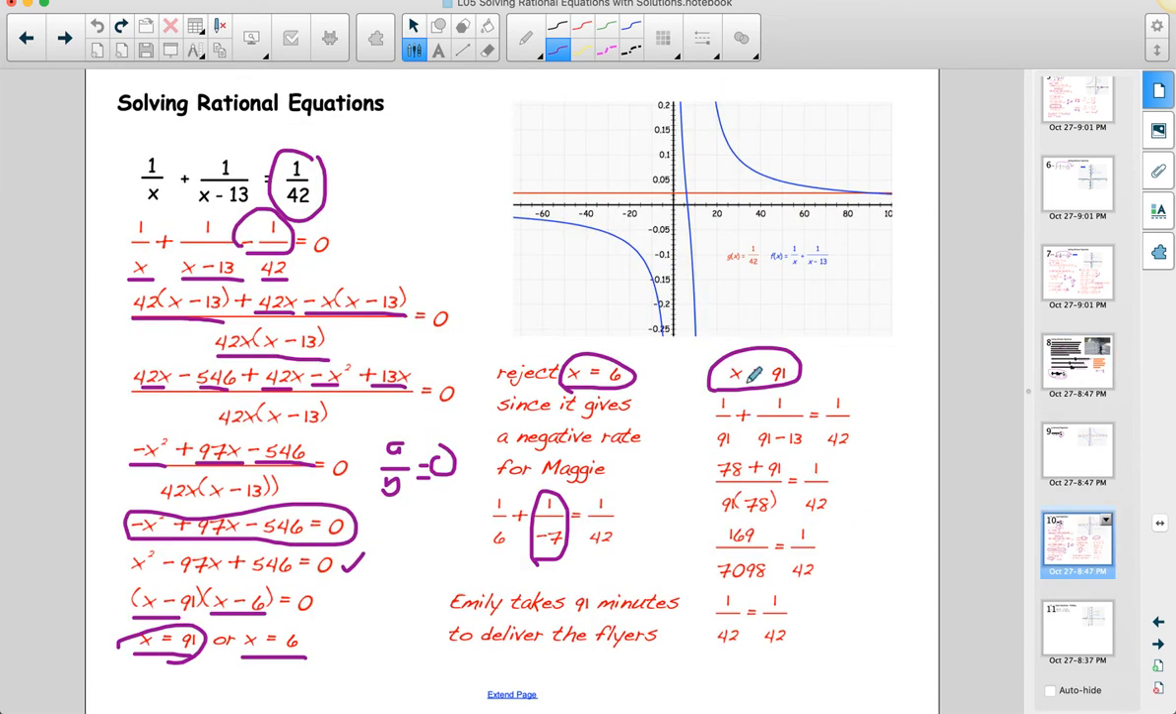We now know it looks like 91, but I'm just going to verify that it works for you. So 1 over 91, 1 over 91 minus 13. Common denominator is going to be 91. That becomes 78. So 91 times 78. I'm going to get 1 times 78 plus 1 times 91. That gives me 169 over 7,098. And that does indeed reduce to 1 over 42. So the correct answer here is it will take Emily 91 minutes to deliver all the flyers.